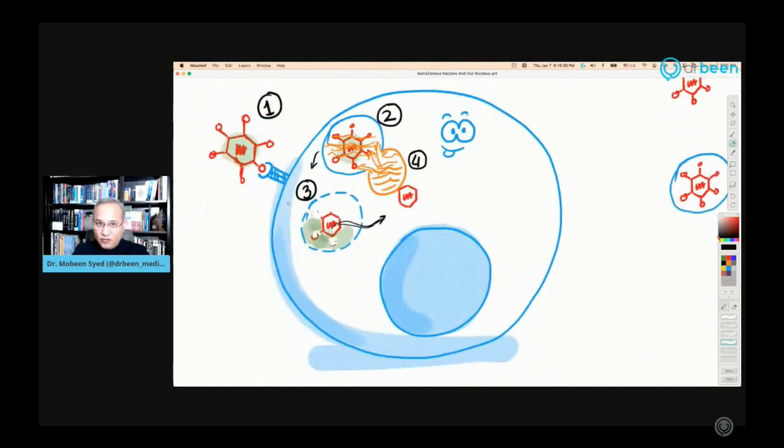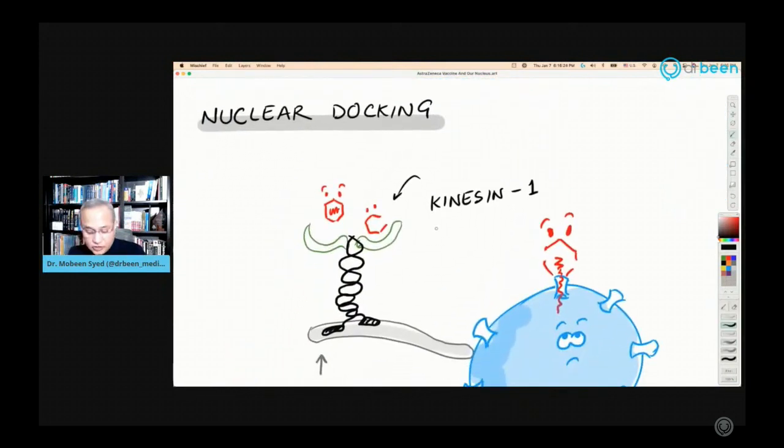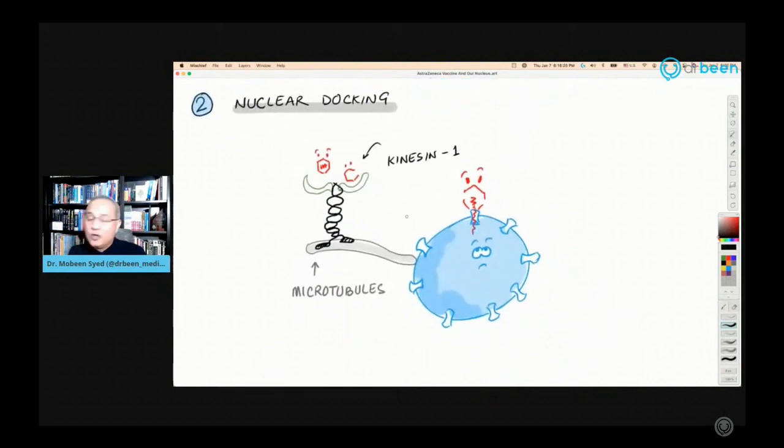So again, so far, the virus is inside the cell. It has become uncoated. Now it has the DNA in it, and its job is to bring that DNA into our cell's nucleus, where it can use the DNA machinery inside the nucleus to make messenger RNA. That is the next step. So here is what it does. We say docking, it needs to dock with our nucleus.